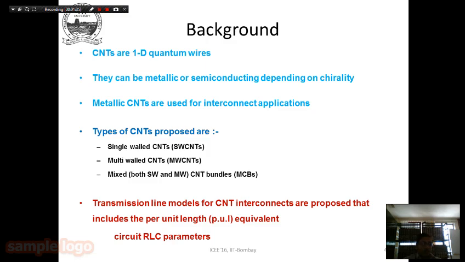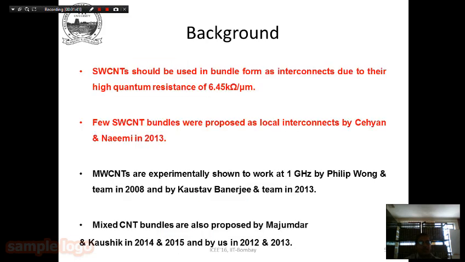The transmission line models for CNT interconnects are proposed that include the per unit length equivalent circuit parameters. So the background is CNTs should be used in bundle form as interconnects due to their high quantum resistance of 6.45 kilo ohms per micrometer.